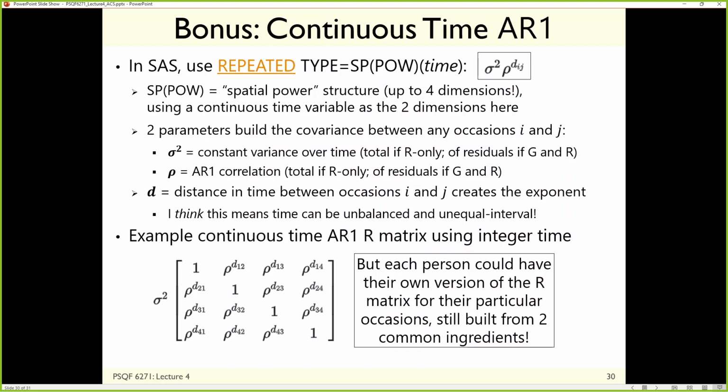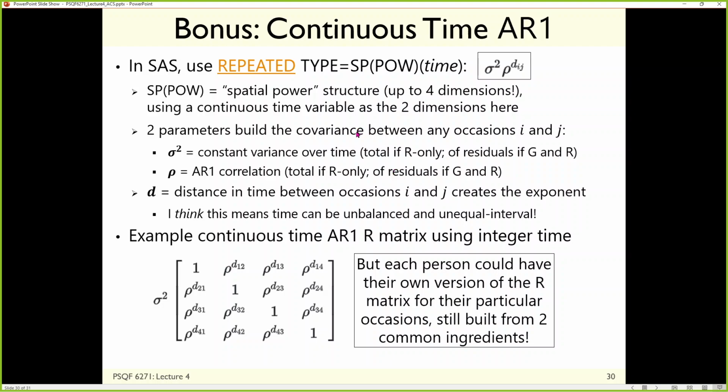So it just sort of slides along like a continuous time vector to figure out exactly how far apart the correlation would be, based on how far apart they are. So from what I understand, I believe this model could accommodate unbalanced data as well as unequal intervals, because this correlation is essentially customized by whatever exponent is needed, as given by the time variable right here.